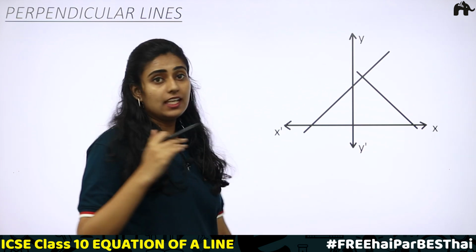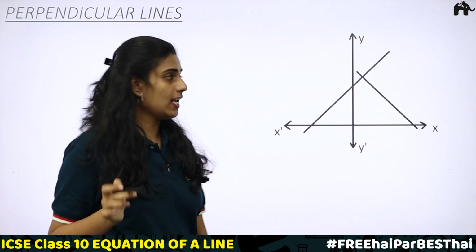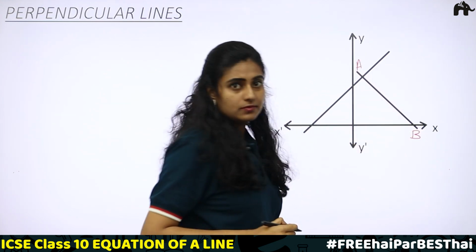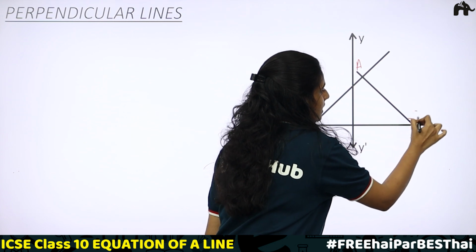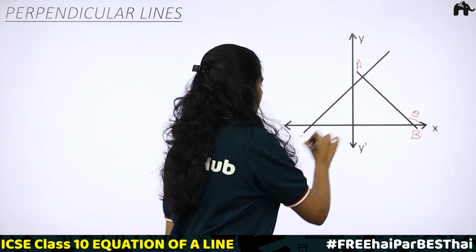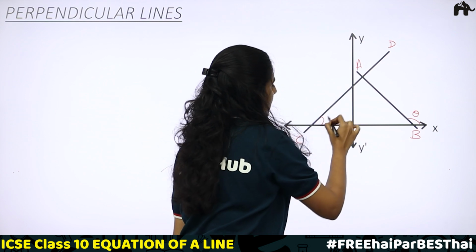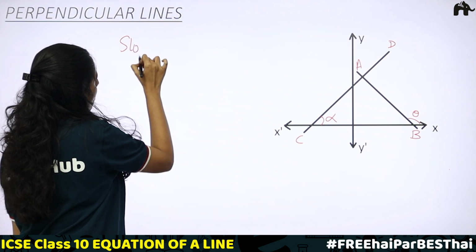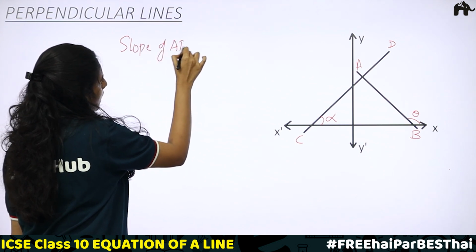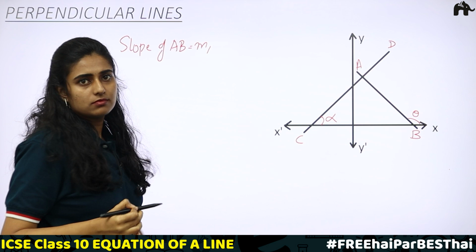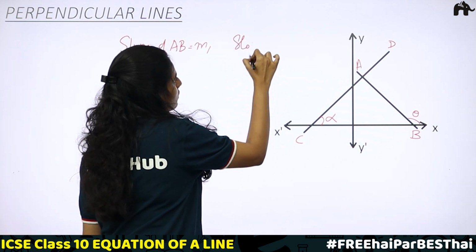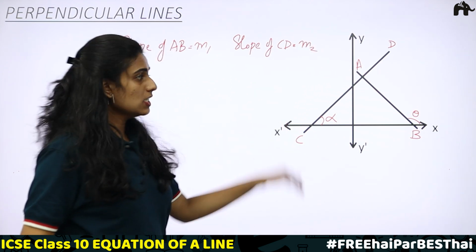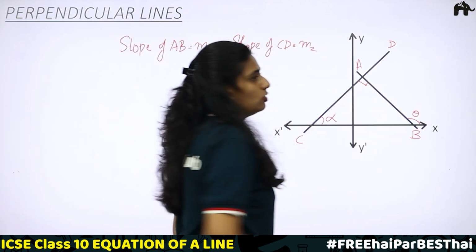Now, let us take the case of slopes of perpendicular lines. I am taking two lines. This is my first line AB at an inclination angle theta. And this is my second line CD at an inclination angle alpha. Let us take the slope of AB equal to M1 and the slope of CD as M2. These two lines are perpendicular to each other.